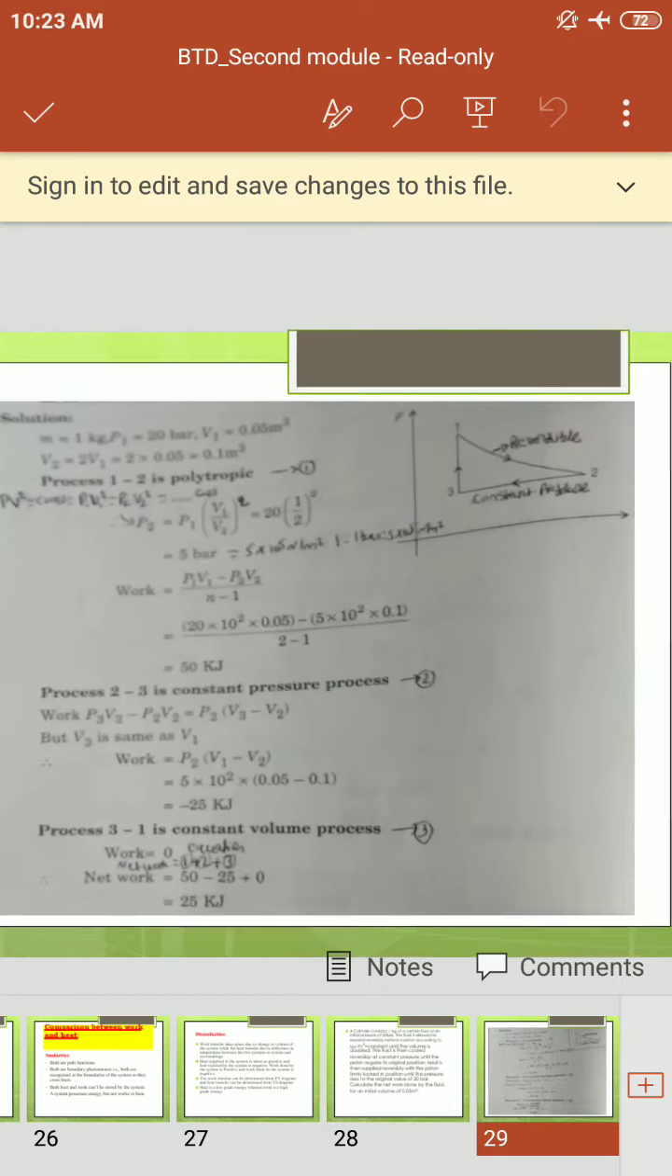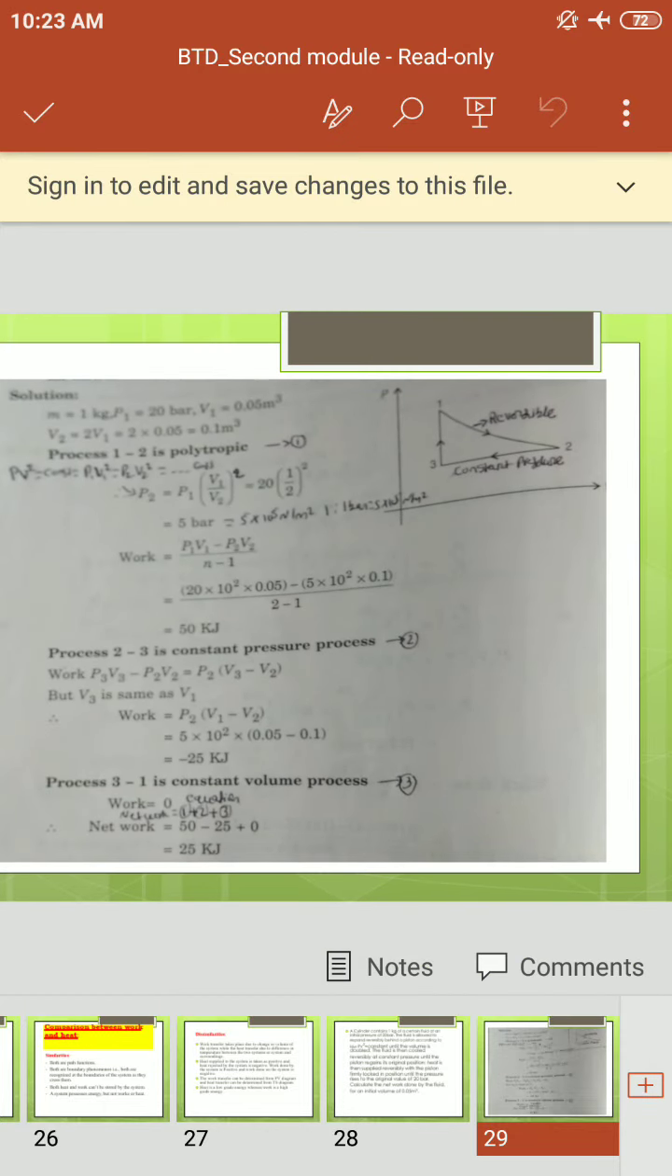What do you have to find? We have to find one by one. We have to find the work done in each process. What is the work done in 1 to 2? What is the work done in 2 to 3? What is the work done in 3 to 1?